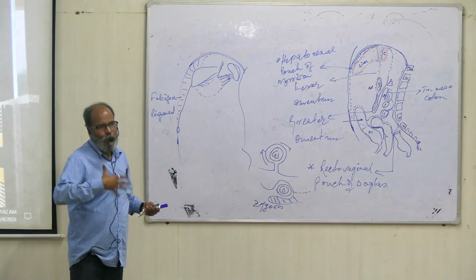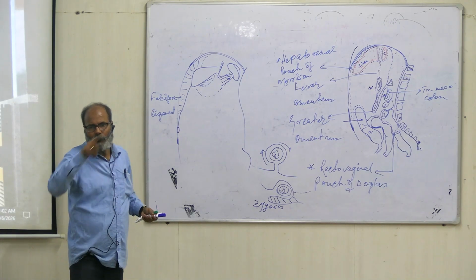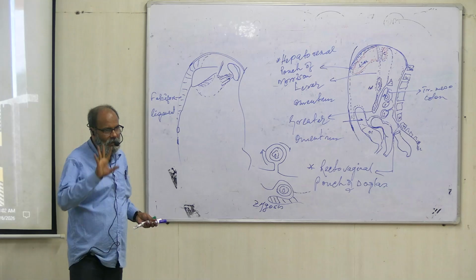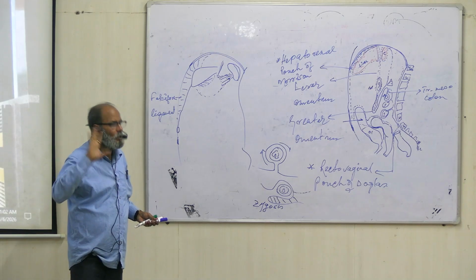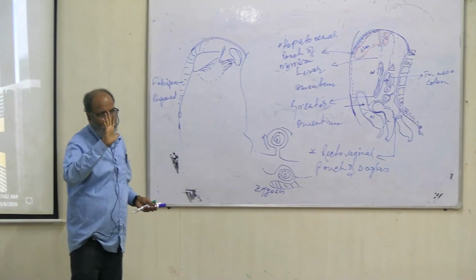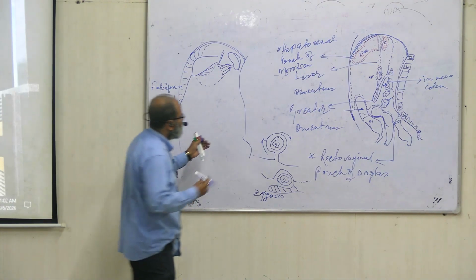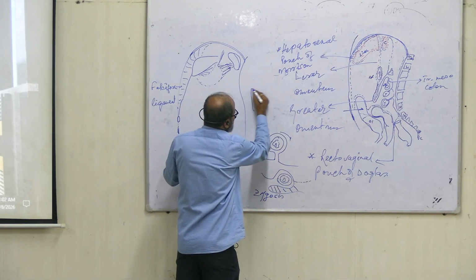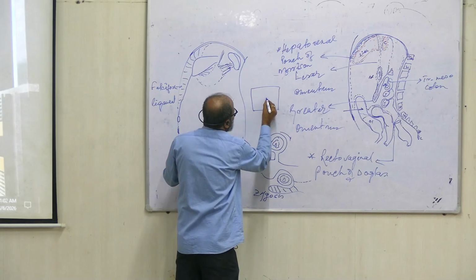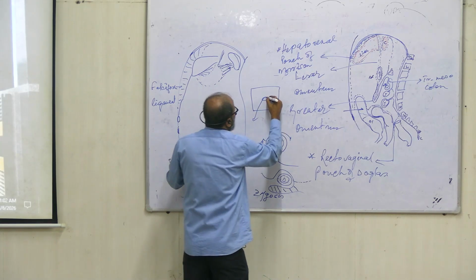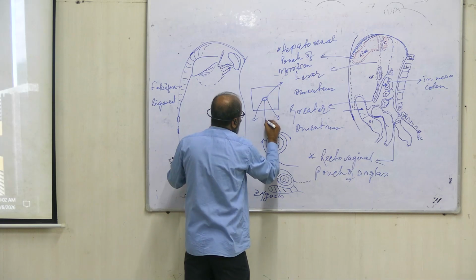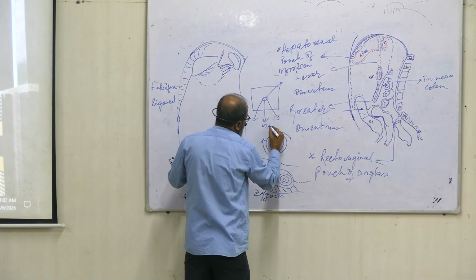You can see from inside the abdomen around the umbilicus there are 4 ligamentous folds. All right, this is like this. If this is the umbilicus, all right, this is called the median umbilical ligament.